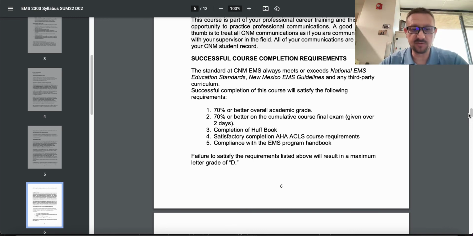So both of those things have to be true. Now the cumulative course final is actually broken into two major parts. That's why it's listed here as over 2 different days, but that overall exam grade needs to be 70%. You have to complete the Huffbook assignments, so if you don't complete it, you're not eligible to pass the class. Complete the ACLS course requirements, and then, as always, compliance with our handbook.